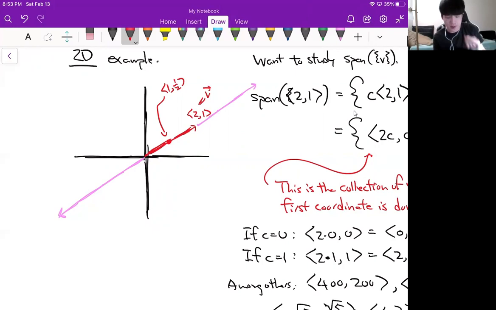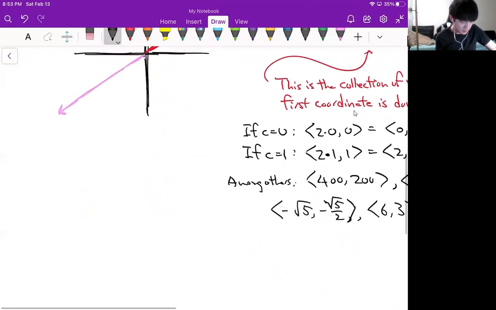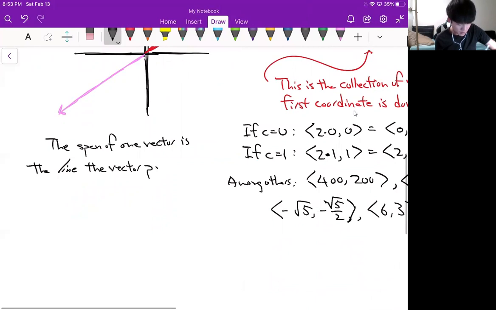I'm going to let you think about that, but just know that if you have a span of one single vector, it's the line that vector points in. So let's write that down to reiterate. The span of one vector is the line the vector points in. Okay.